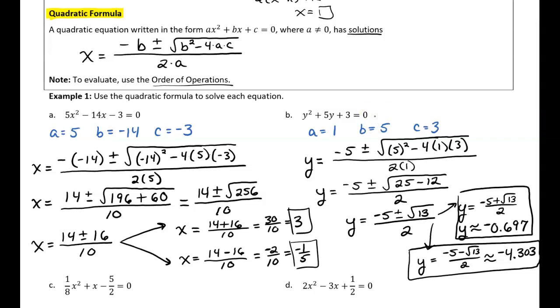So that's the quadratic formula. Really useful. It'll give us some interesting answers. Sometimes, factoring is a little bit faster, but sometimes we can't factor everything, right? So we need other skills to be able to solve these quadratic equations.